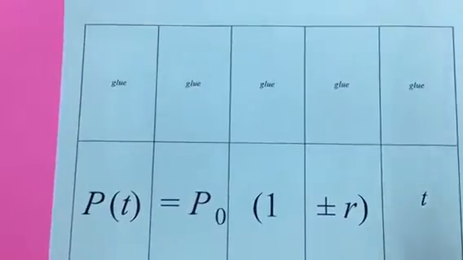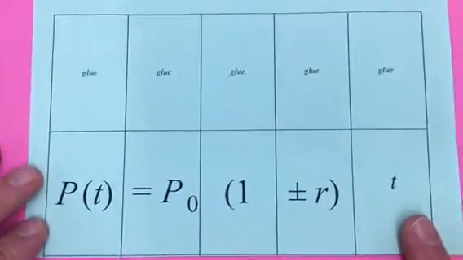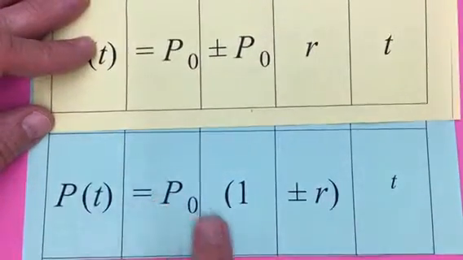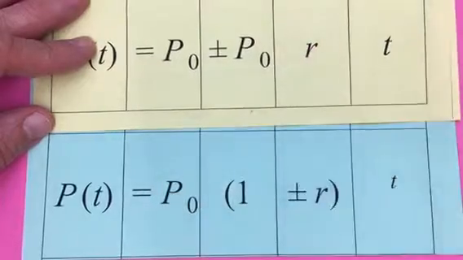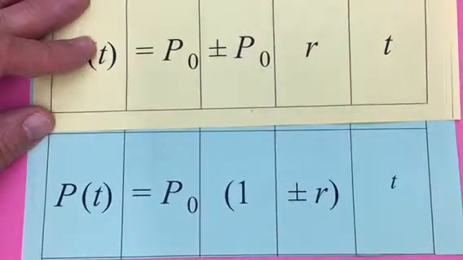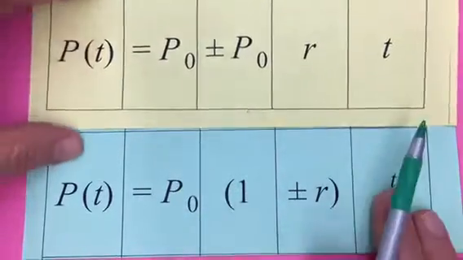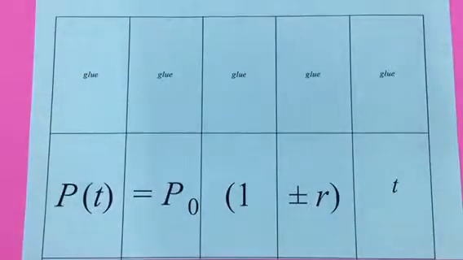Compound interest. It looks very similar, the two formulas. You got your P of T, you got your P naught, you got an R, and you got a T. Lots of similarities. This one's just missing that P naught. I wonder if that has anything to do with it. Okay, let's flip it over. We're going to start again.